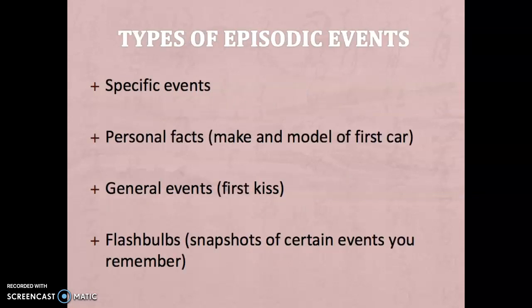There are different types of episodic events, such as specific events, personal facts, such as the make and model of your first car, general events, which could be something as simple as your first kiss, or flashbulbs, which are certain snapshots of memories and events that you remember.